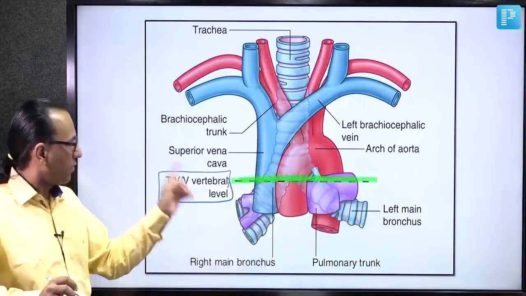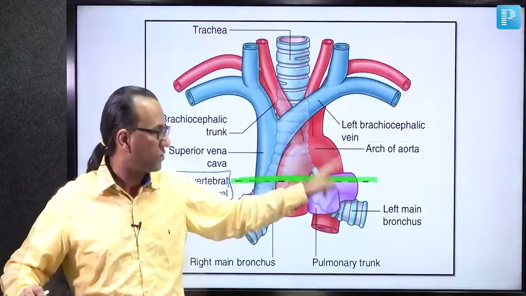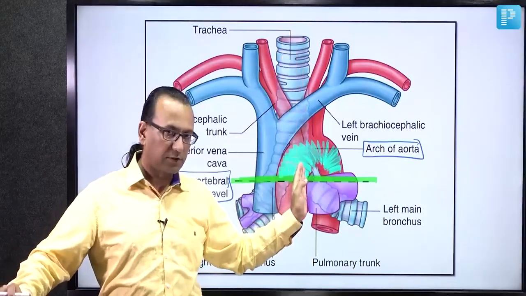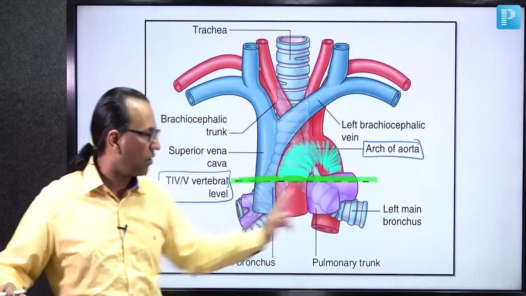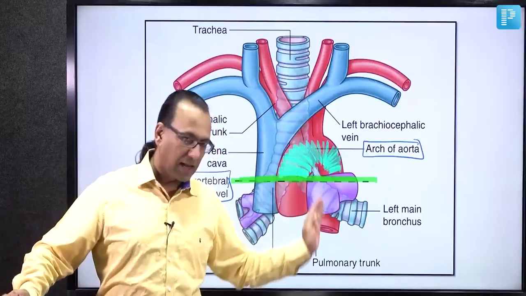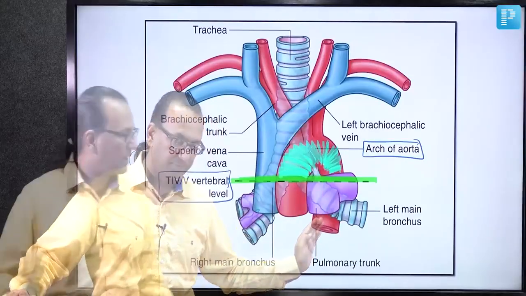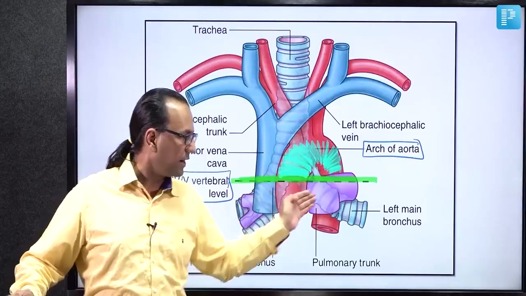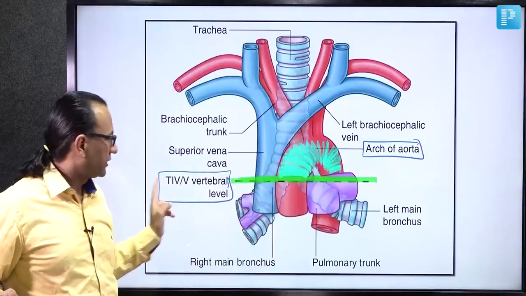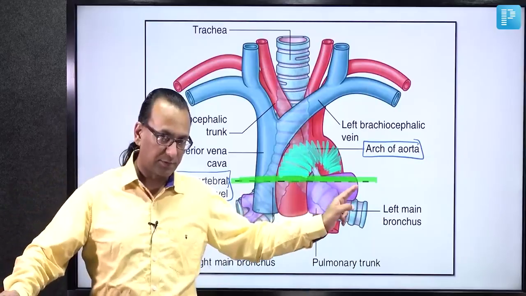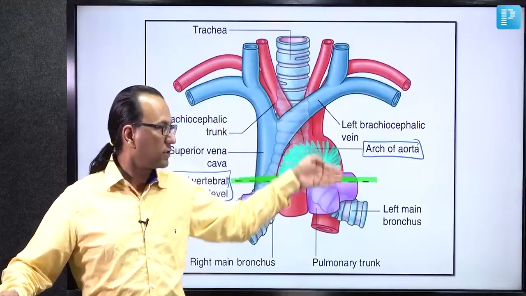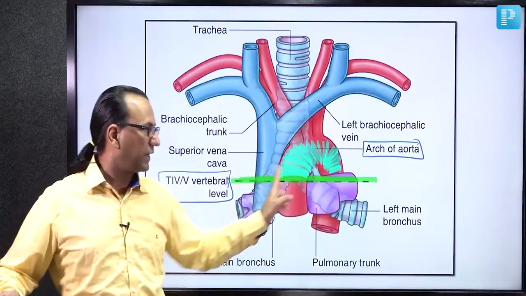Now, as we saw earlier, the sternal plane or the sternal angle will lie at the disc between T4-5 vertebra, and above that you have the arch of aorta. Not only the arch of aorta but also the trachea lies only in the superior mediastinum, because in the inferior mediastinum it will give the bronchus, left principal bronchus and right principal bronchus. Similarly, remember, pulmonary trunk lies only in the inferior mediastinum, and there only it will give right pulmonary artery, left pulmonary artery in the inferior mediastinum.